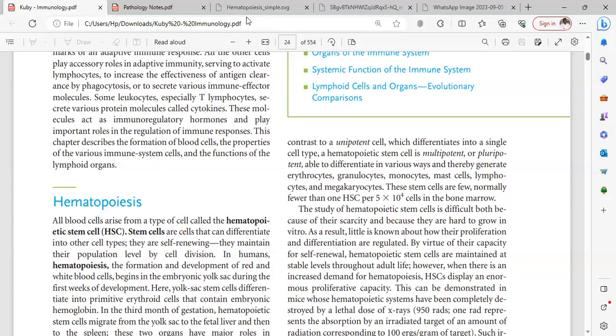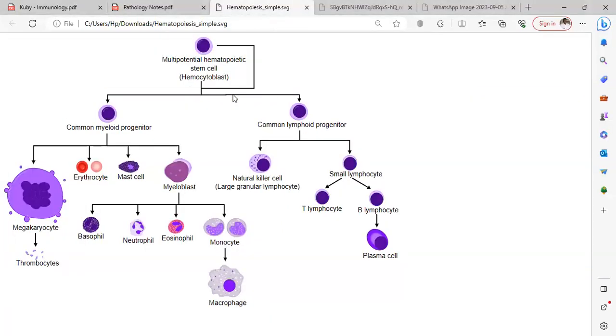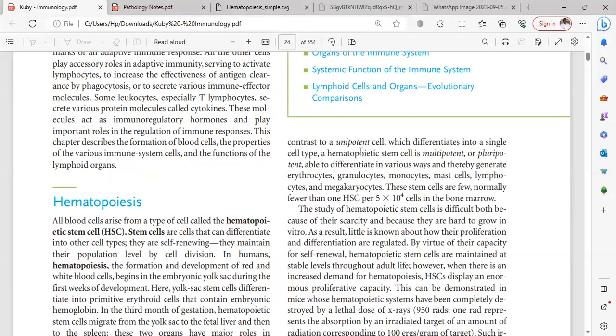I'll share an image. Stem cells, I've now said one of their properties is that they are pluripotent or multipotent, which means that they can differentiate into any other types of cells. So it's here. The hematopoietic stem cell is either multipotent or pluripotent, so they're able to differentiate in various ways and thereby generate the different types of cells.